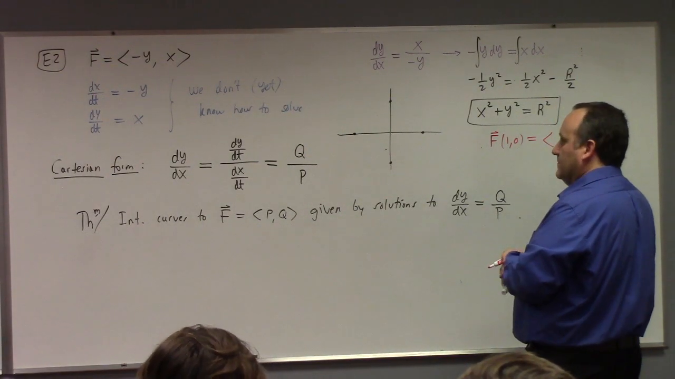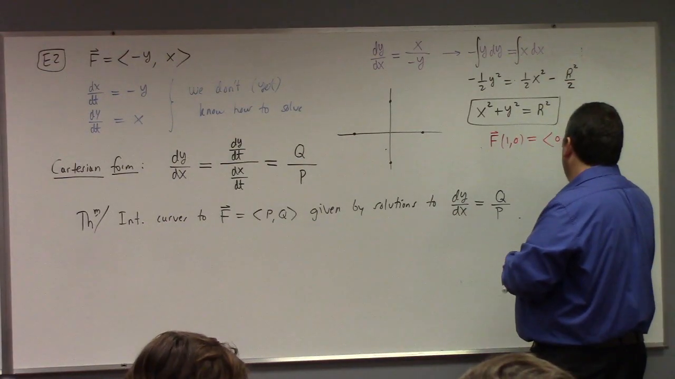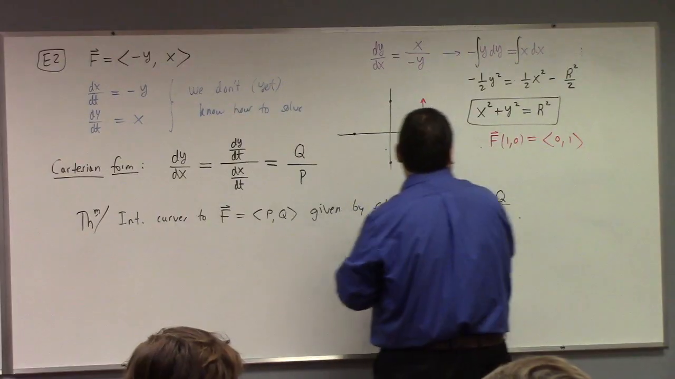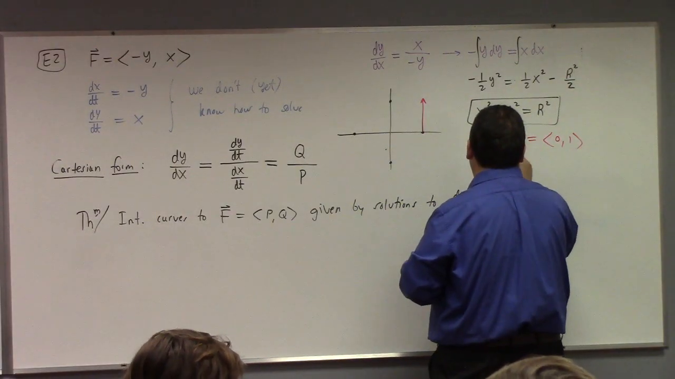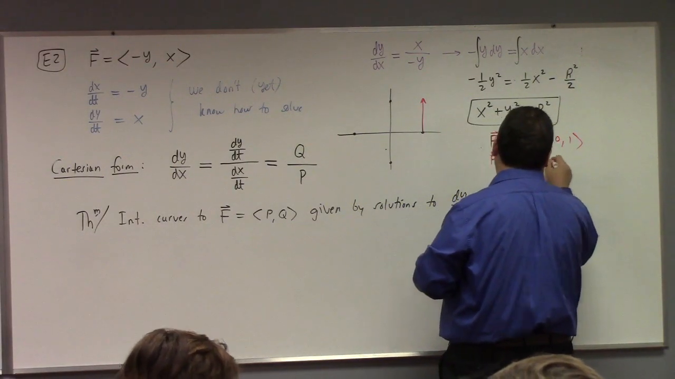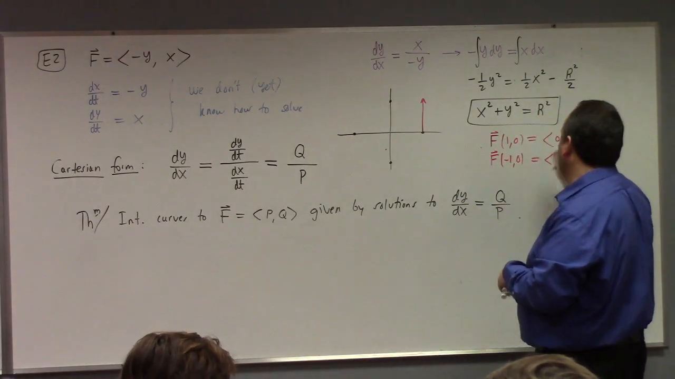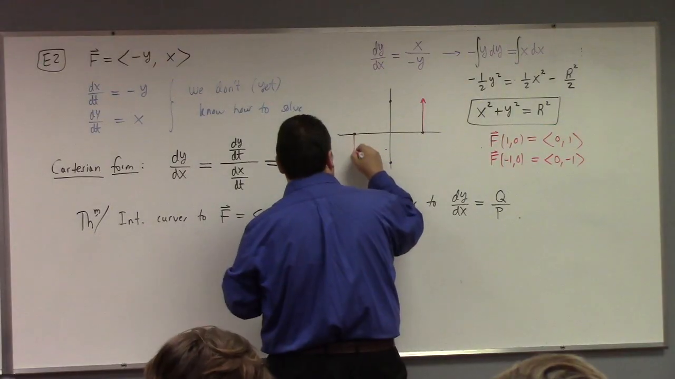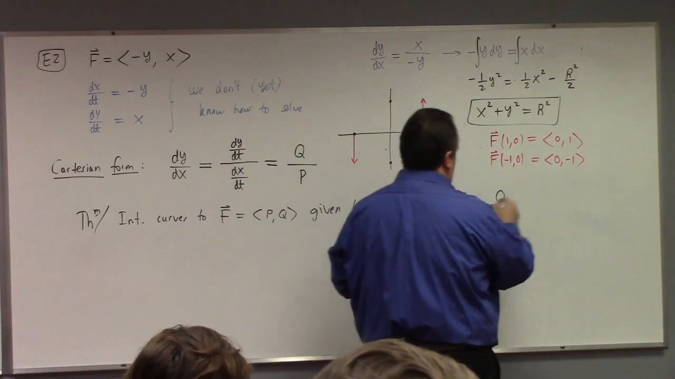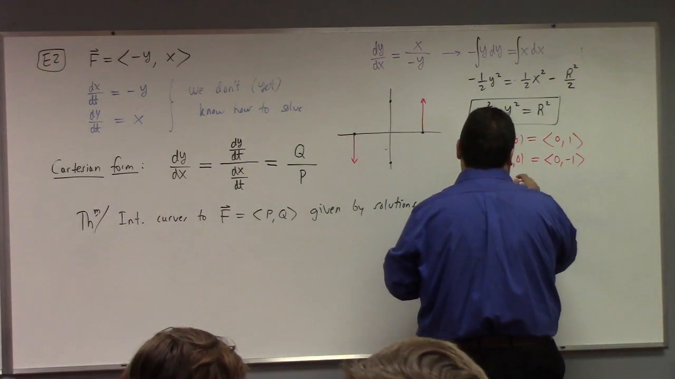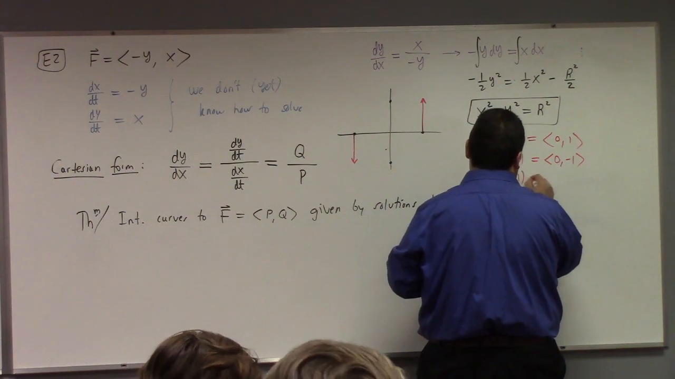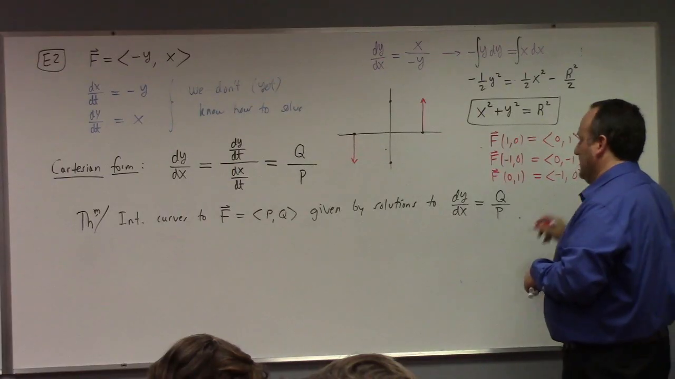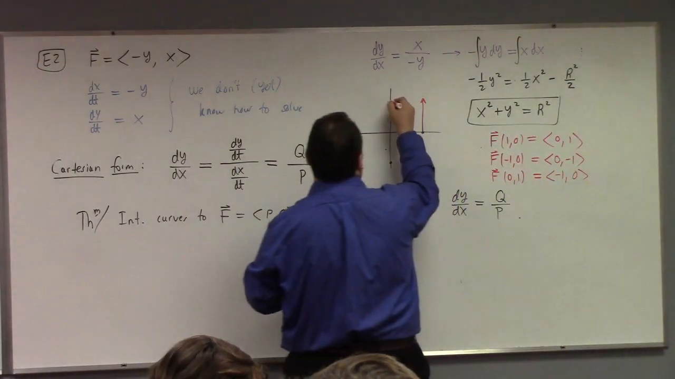I think it's 0, 1, yeah? Which looks like this. And then, let's see here, what is f of minus 1, 0? 0, minus 1, right? So, like this. And then f of 0, 1, what's that? Minus 1, 0, right? Putting it in. So, like this.